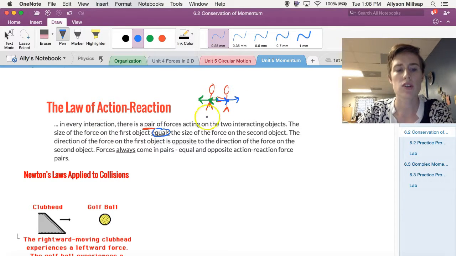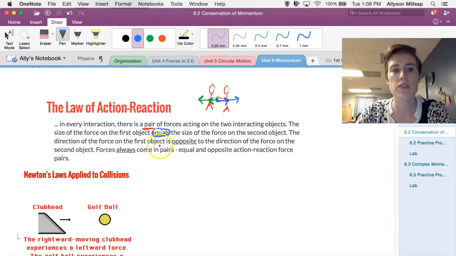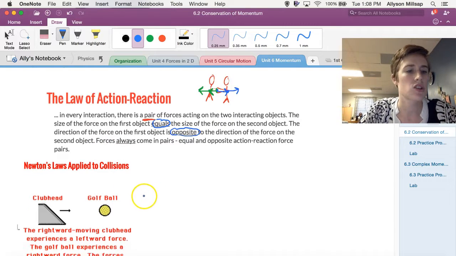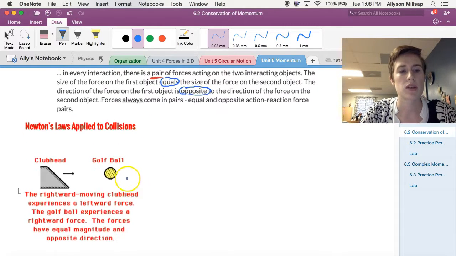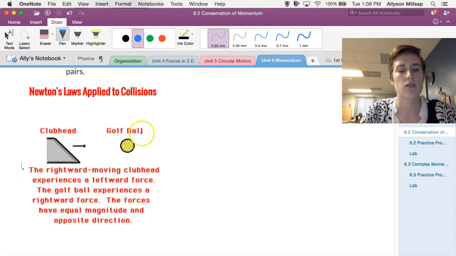So if there's ever two objects that are experiencing a force, the force on the first object should equal the size of the force on the second object. The direction of the force on the first object is opposite the direction of the force on the second object, as you can see here. So forces always come in pairs in every single thing. So I'm going to show you a couple different examples of how force is affecting.